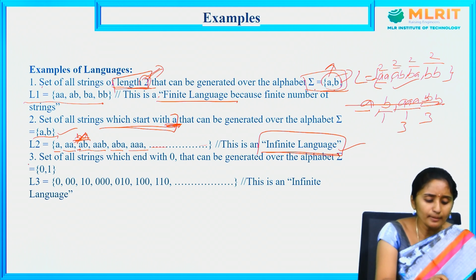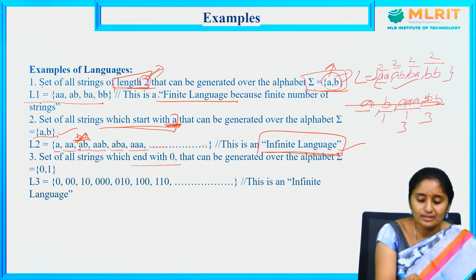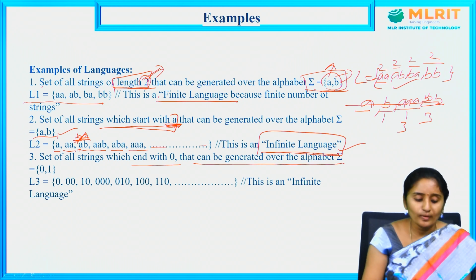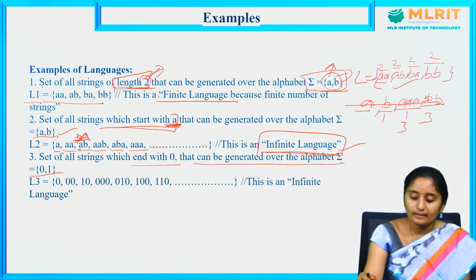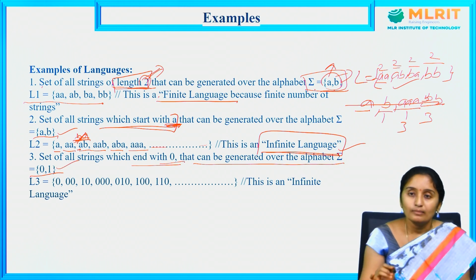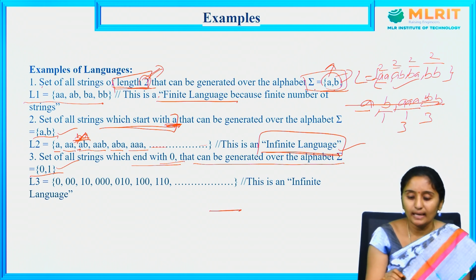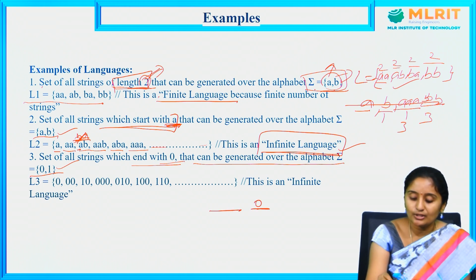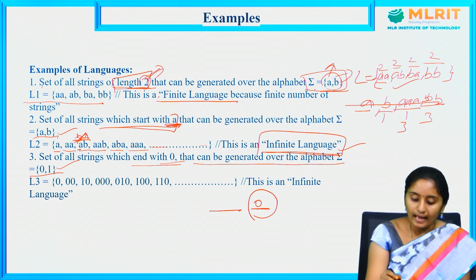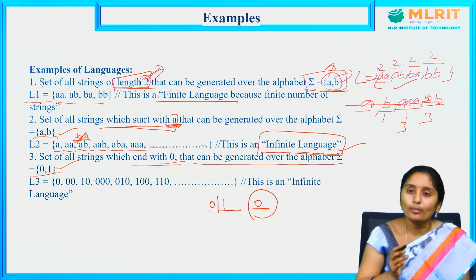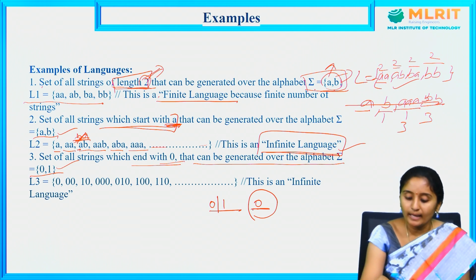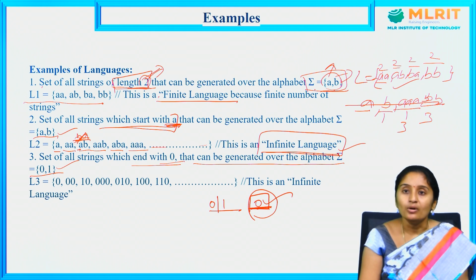The next example is the set of all strings which end with 0 that can be generated over the alphabet sigma equal to {0, 1}. See here, they gave the alphabet 0, 1 and it should end with 0. So the starting can be anything, but the ending should be 0 only. I can have the starting letters either 0 or 1, a combination of 0 and 1. But the last symbol should be only 0. That is the condition.